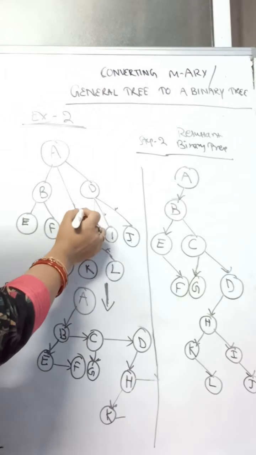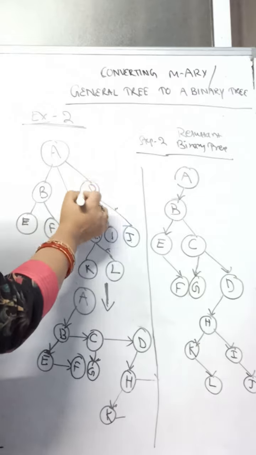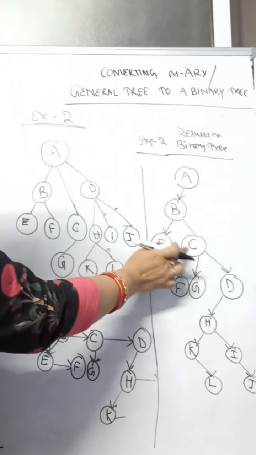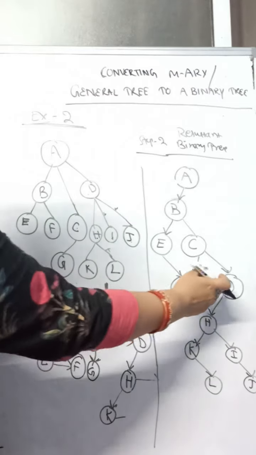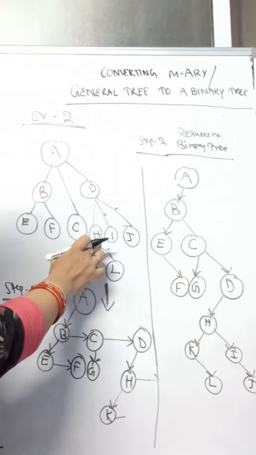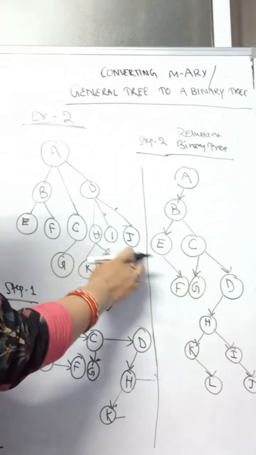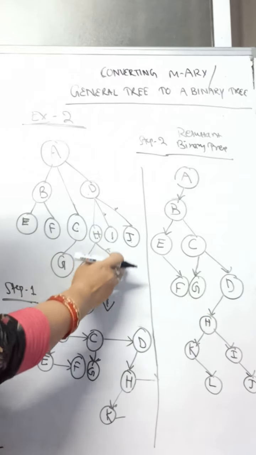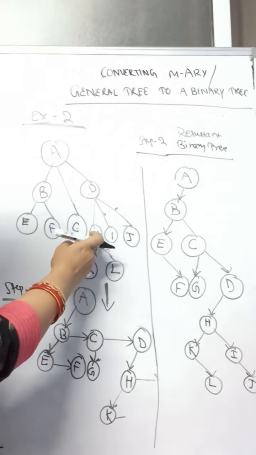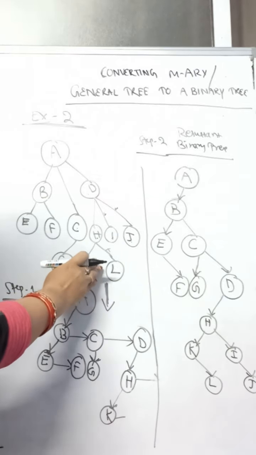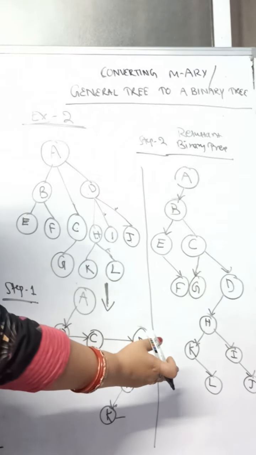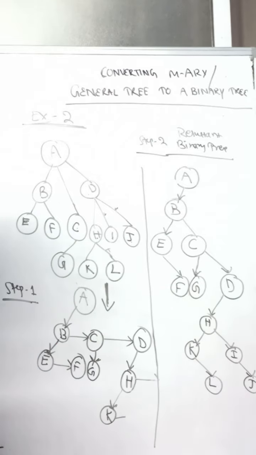So first I have to do this. C's right child is D. Then I have to keep H as the leftmost child of D. Then H's right child is I and I's right child is J. I have done it. And now I have to do this part. K is the left child, so I put it as it is. Then L is the right child of K. Okay, this is my binary tree.